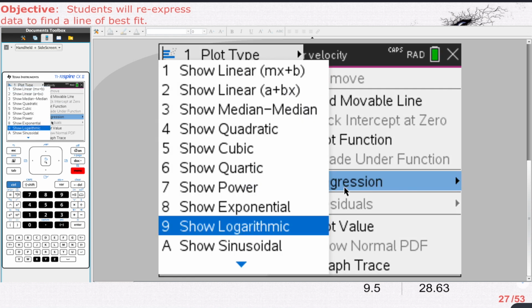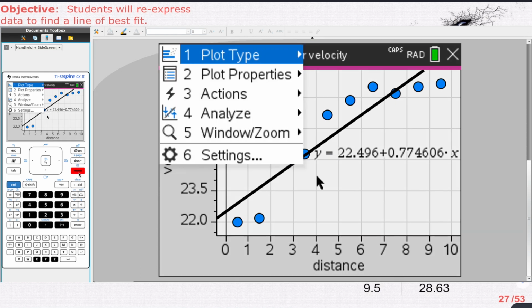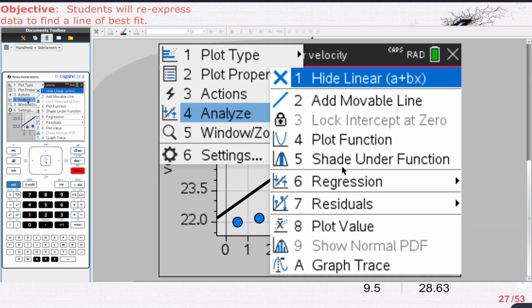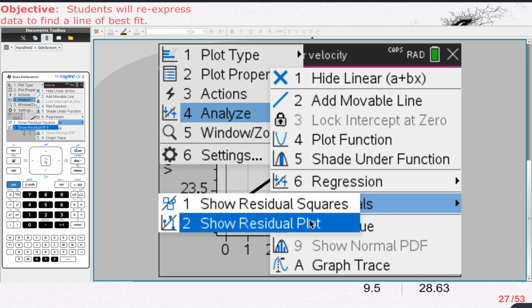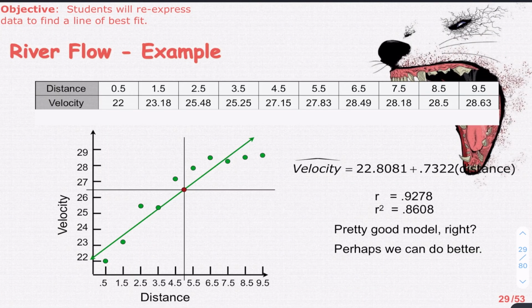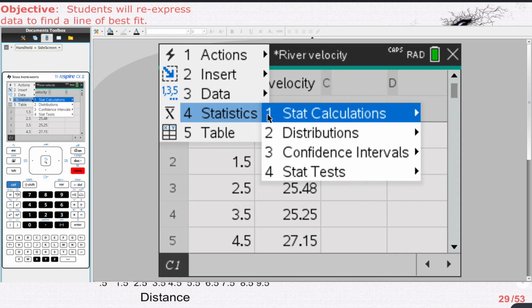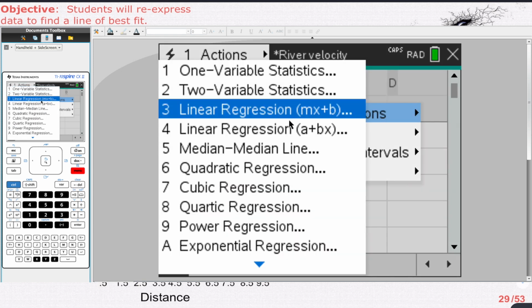So if I go first regression, show a linear model, there's our linear model. Then I have to go menu, analyze, residuals, show residual plot. Here is where we see a big difference. In our residual plot, we definitely see a curve. So as I slide through the notes, you can see that on slide 29, we have our line of best fit, which is 22.8081 plus 0.7372.